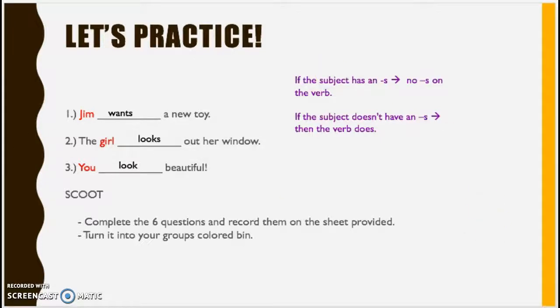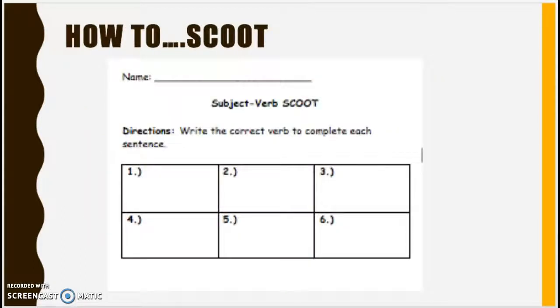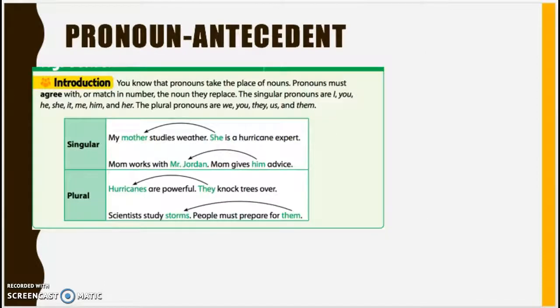Now it is time for you to do your scoot. Okay? You're going to have 6 cards at your table. And what you can do is you can kind of scoot chair to chair or from card to card. And you can complete each card. You have to pick the correct verb to complete the sentence, and all you have to do in each box is to write the verb. So I'm going to give you a few minutes to complete that activity, and then we're going to come back together and go over the pronoun antecedent. Okay?